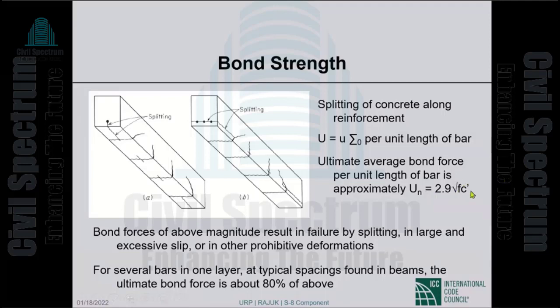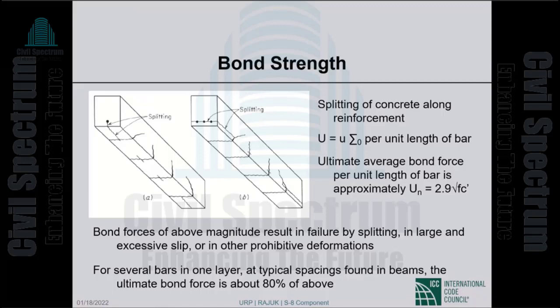That has been observed by very extensive testing at the University of Texas and elsewhere. So when the average bond force per unit length reaches that value, we are likely to observe splitting of the concrete as shown in the two pictures. Splitting can be in the vertical plane or the horizontal plane. Bond forces of above magnitude, this 2.9 square root of f sub c prime per unit length, result in failure by splitting, in large and excessive slip, or in other prohibitive deformations.